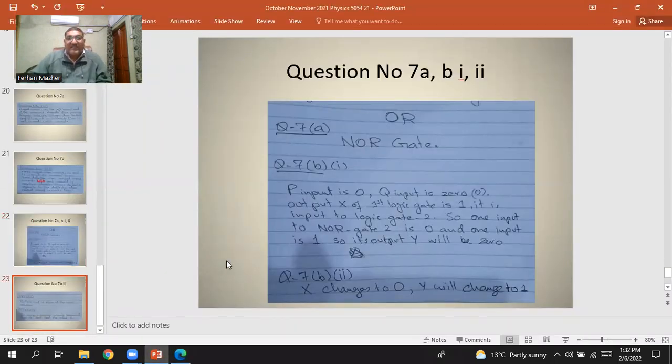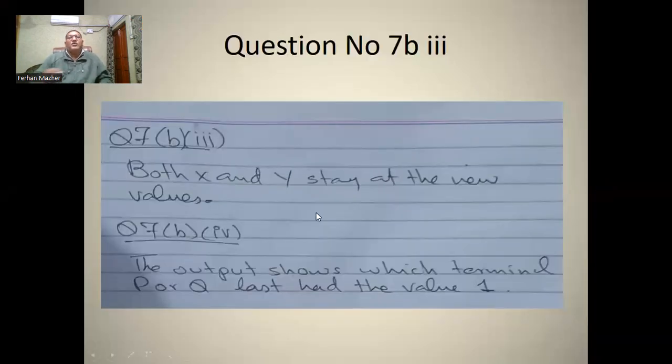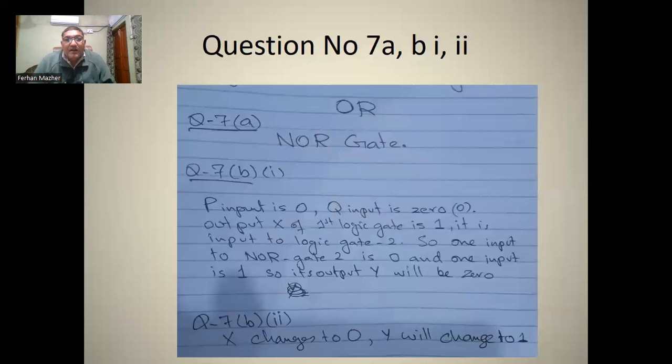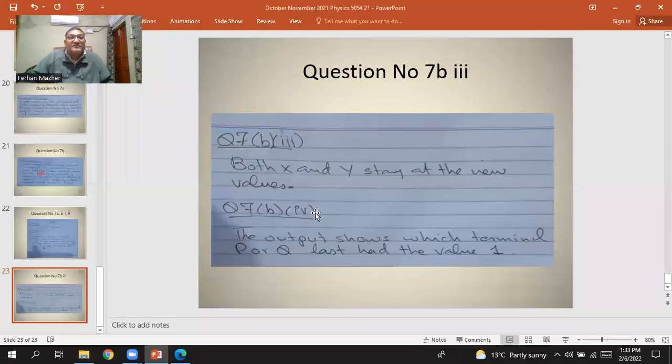So that's the next part. Both X and Y stay at the new value. This is the answer which I wrote from the marking scheme. So Y was previously 1, so in the new answer it will still be 1 and X will be 0. So both X and Y stay at the new value.